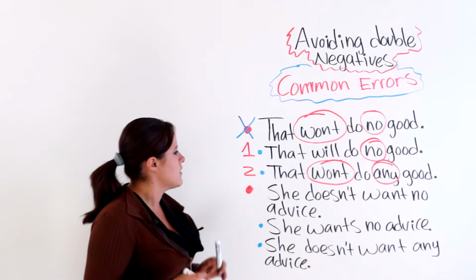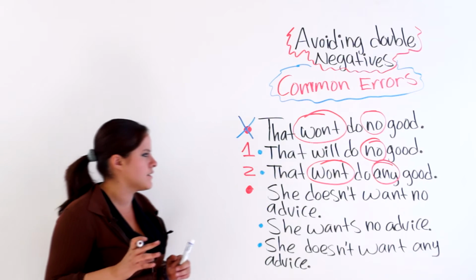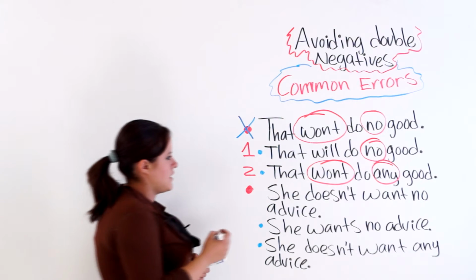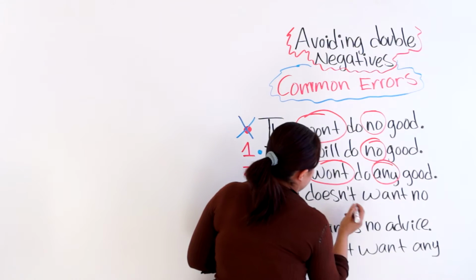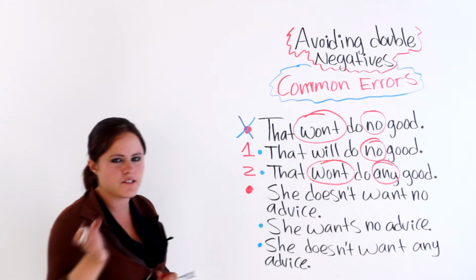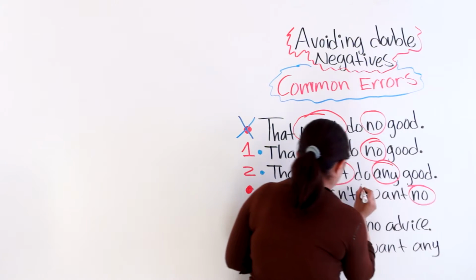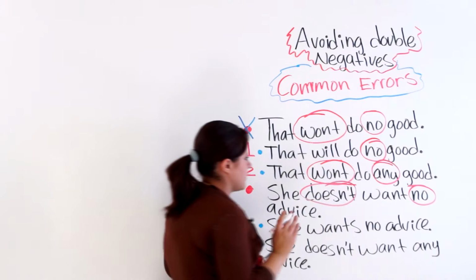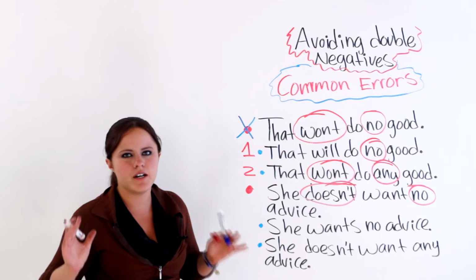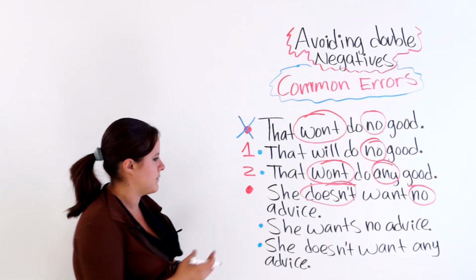The next one says, she doesn't want no advice. As you know, doesn't is does not. It is a negative, does not want no advice. So we have a double negative here. You must never ever use double negatives, remember it.